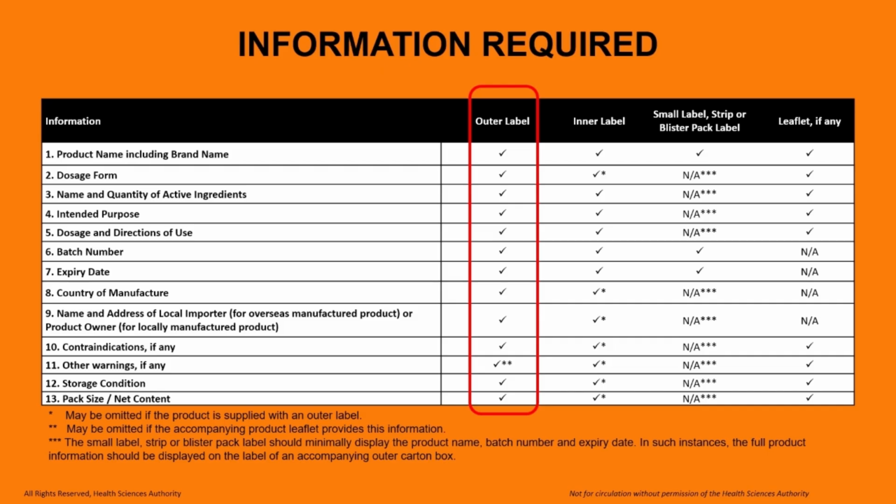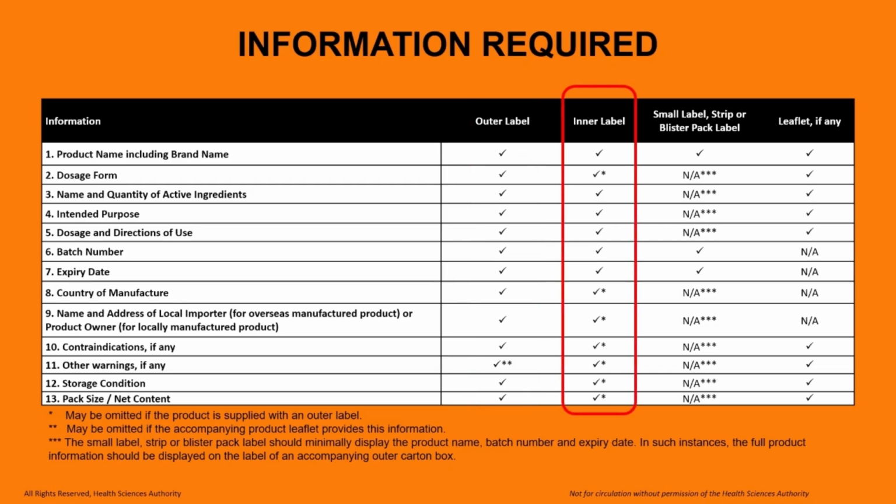Generally, if the product comes with an outer packaging, all information will need to be included on the outer label. If the product comes with both an outer and inner label, some information may be omitted from the inner label. However, the product name and quantity of active ingredients, intended purpose, dosage and directions of use, batch number, and expiry date, must be included on both labels.